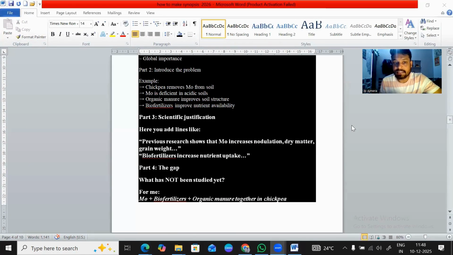Part number three, scientific justification. Here you can add lines like these. Previous research shows that molybdenum increases the nodulation, dry matter, and grain weight. Biofertilizer increases the nutrient uptake. And part number four is about the gap. What has not been studied yet? For me, it was molybdenum, biofertilizer, organic manure together, which had not been studied much. So there was an amazing and specific topic that I could choose at that time.